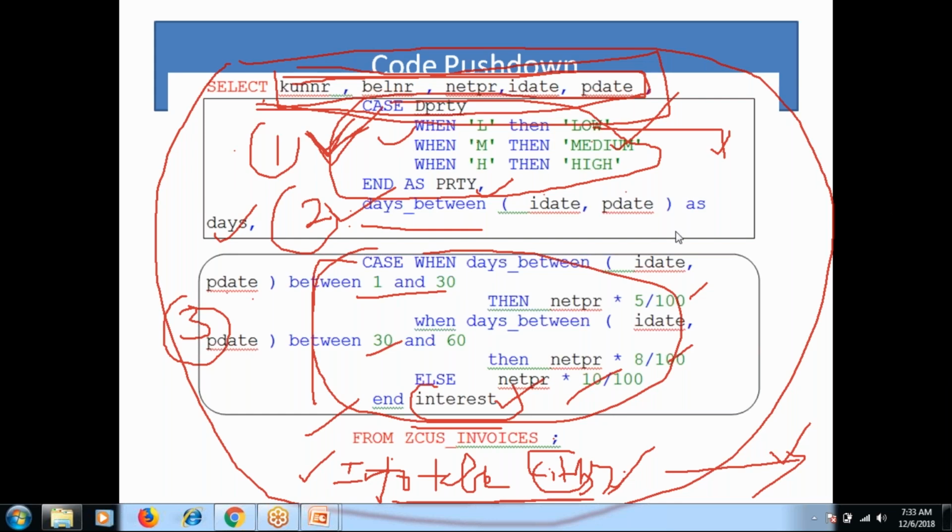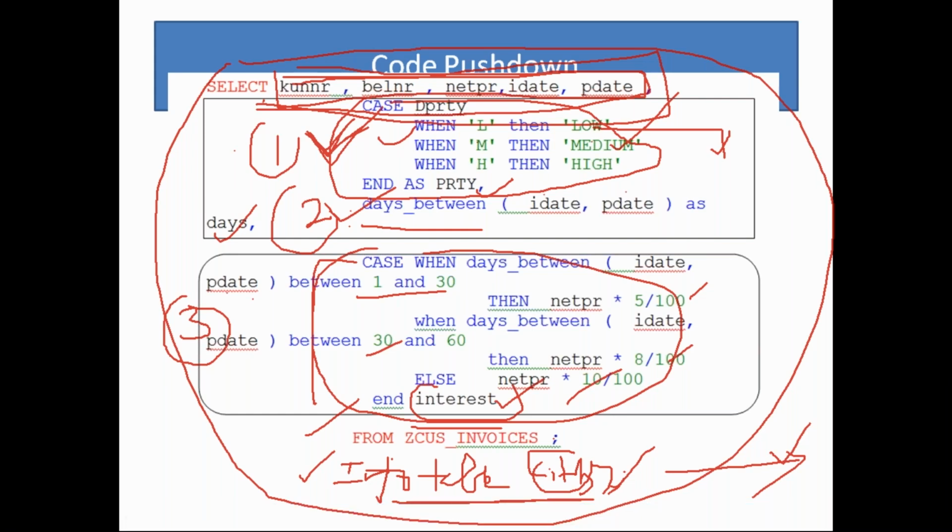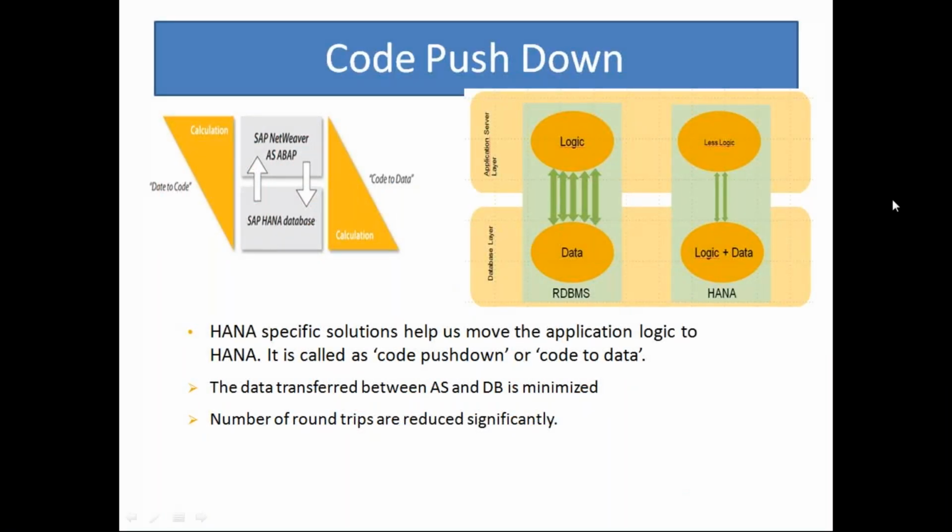So I think that's all I wanted to discuss for today. And see the diagram here. Just give me 5 more minutes, guys. Earlier, we did the calculations at the application layer level. Now we do calculations at the database layer level. This is known as code to data, or code pushdown. SAP terminology is code to data: coding directly on the data, calculation directly on the data. For convenience, I'm calling it code pushdown. It is also a generic term, but SAP terminology is code to data, pushing your code down one layer.